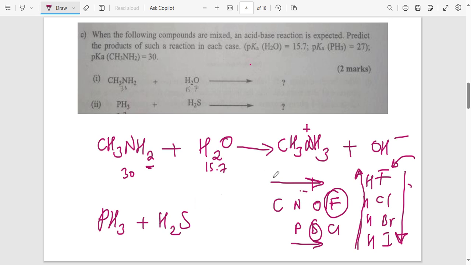And the strength of acids as you go from left to right will increase. So sulfur will form stronger acids than phosphorus. So in this reaction, sulfur will be the one to donate a proton. So it will become H3S+. Yes, please.